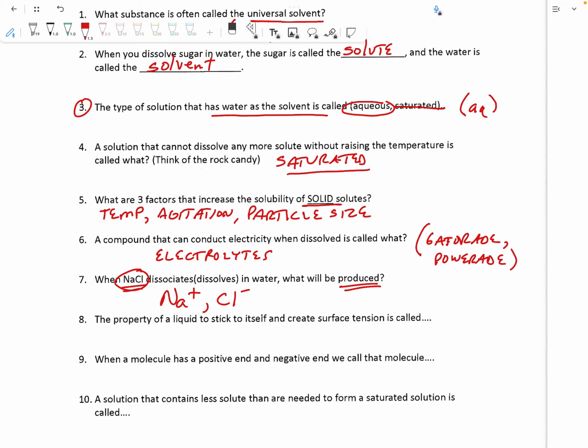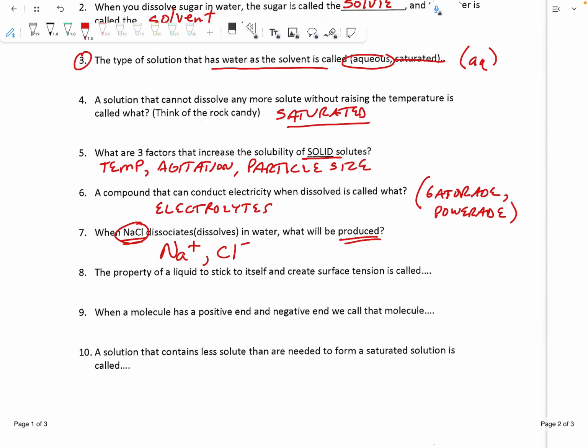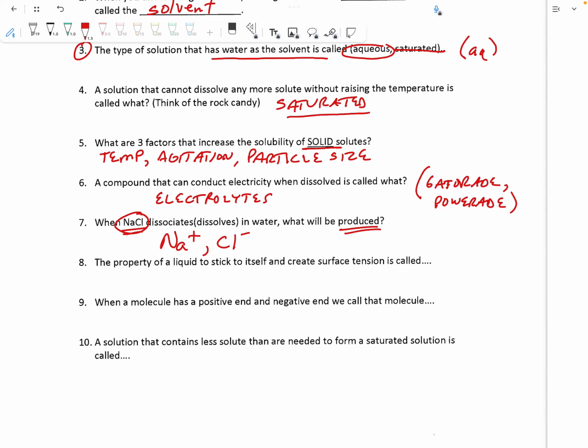Okay, so your test question is going to have one like that, but it's not going to be the same thing. Number 8. A property of a liquid to stick to itself and create surface tension, and most of you got this today, is cohesion.